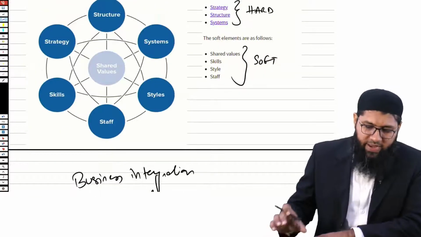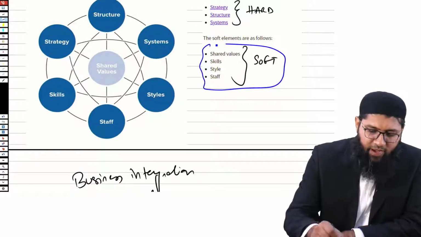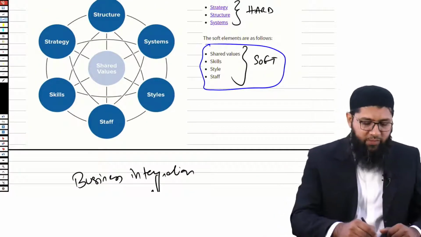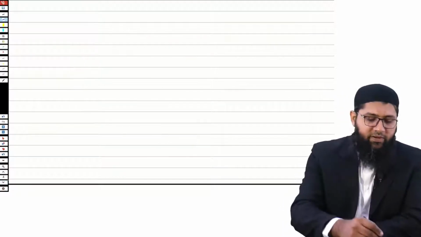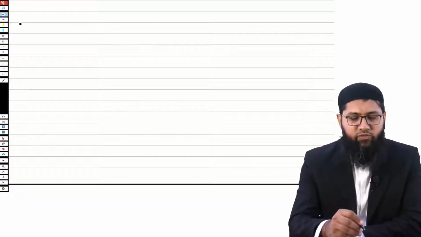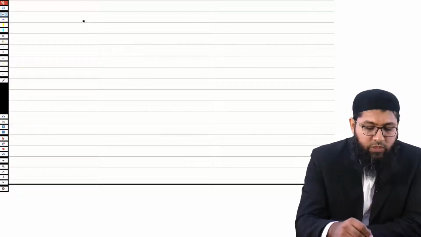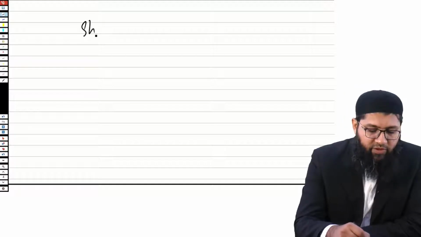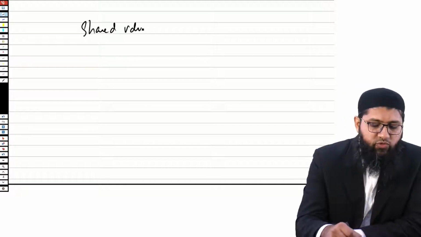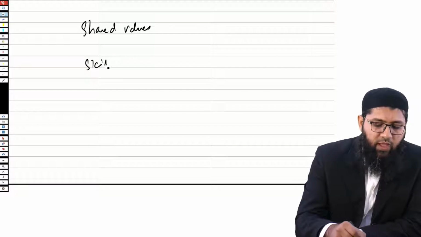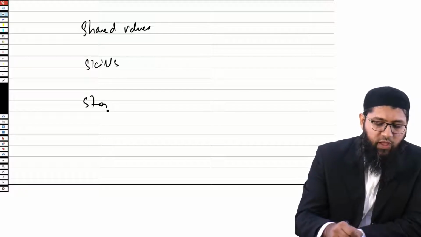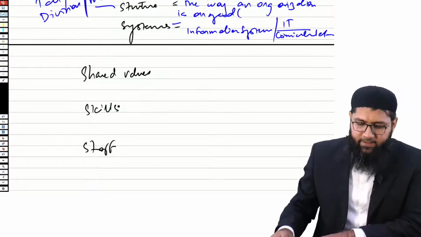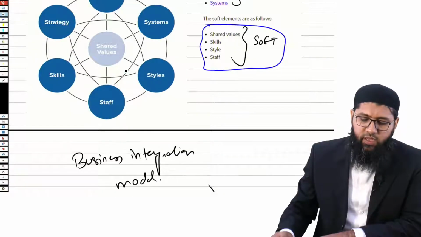Now, what next is there with respect to the soft elements? The soft elements actually refer to 4 soft elements that are mentioned, which include the shared values, the skills, the staff, and the last one of them is the style.